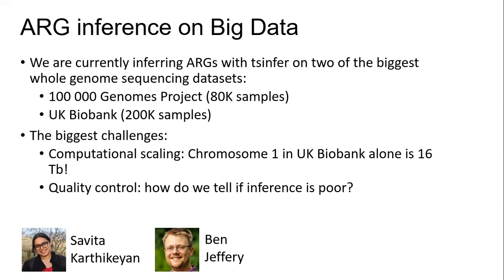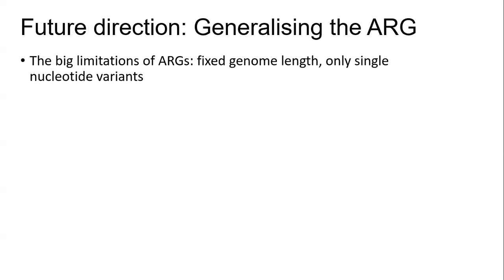So I've given an overview of how we're using ARGs in genetic research, both in terms of simulations and in terms of inference. And now I wanted to get onto what I'm actually going to be doing in my PhD. And that is to address the biggest problem with ARGs, which are the assumptions that all the genomes are exactly the same length and only single nucleotide variants can exist.